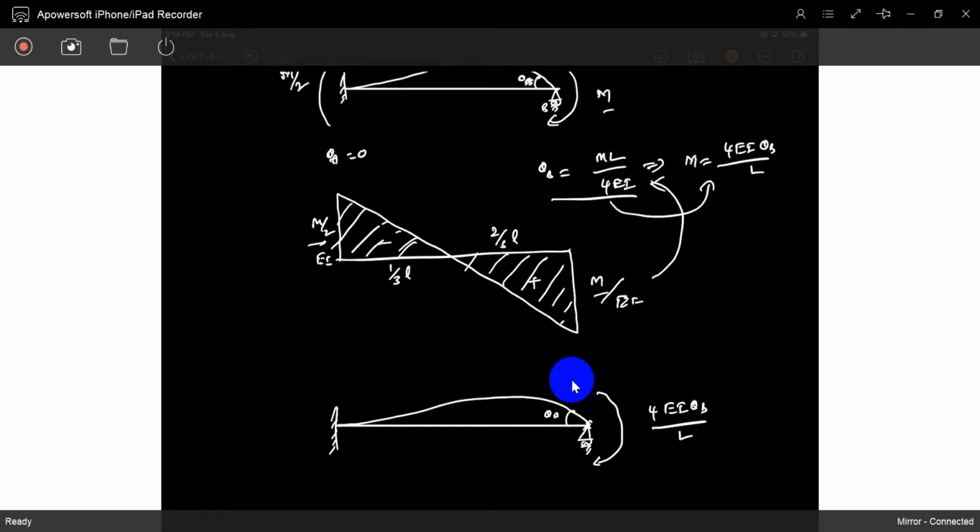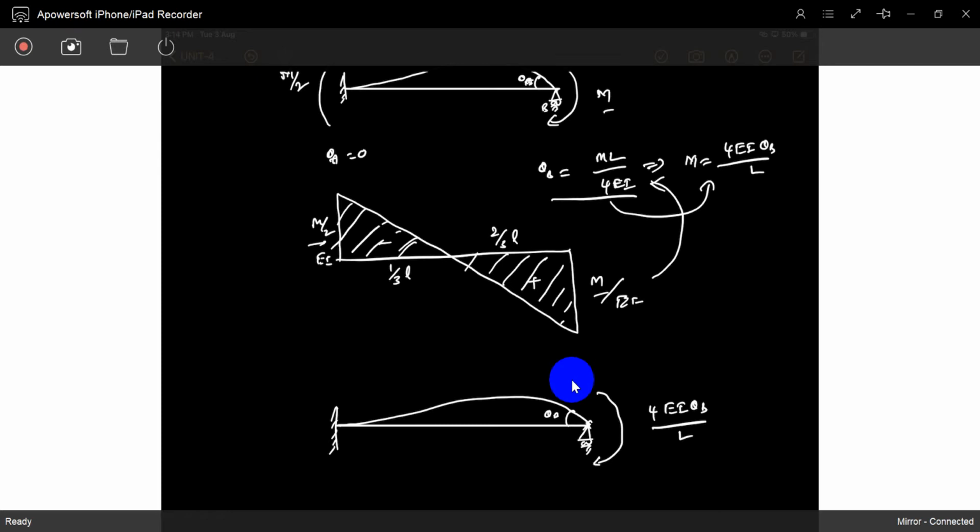I will change the meaning. If a moment is applied, what is theta? ML by 4EI is theta. That's it, okay. But I will explain it backward. If I give theta B, the slope at the B end, the moment exerted at the joint is 4EI theta B by L. That's it, right? Same meaning?